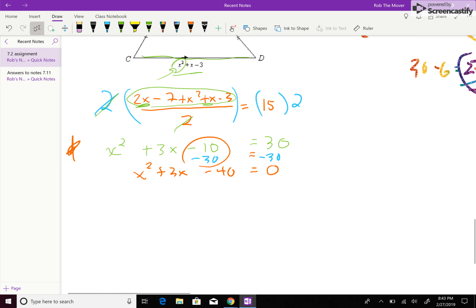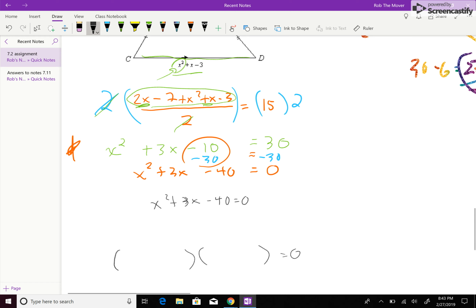Let me just rewrite that. x squared plus 3x minus 40 equals 0. Okay. Now, what do I do with that? That is a quadratic. We usually get this to factor into something that looks like this, equal to 0. Then you know each of these terms has to be 0. Okay. If you haven't tried this yet and you struggle with this, try it now.